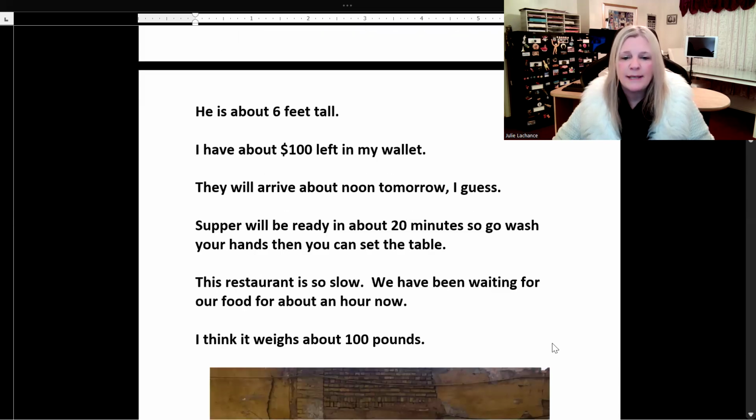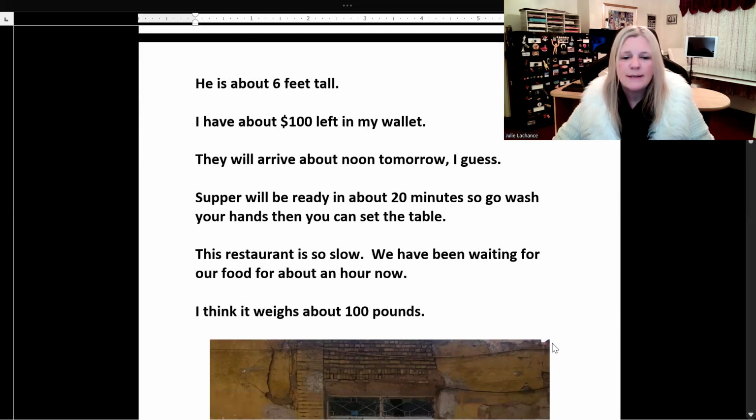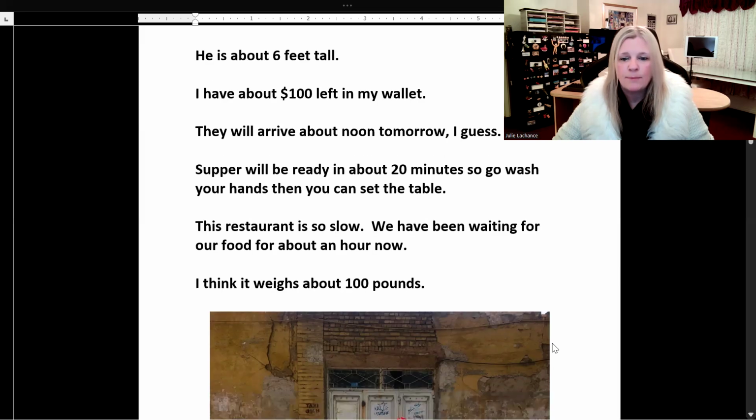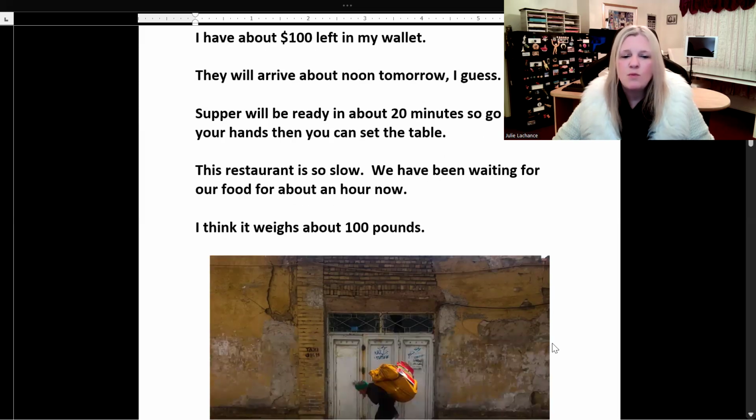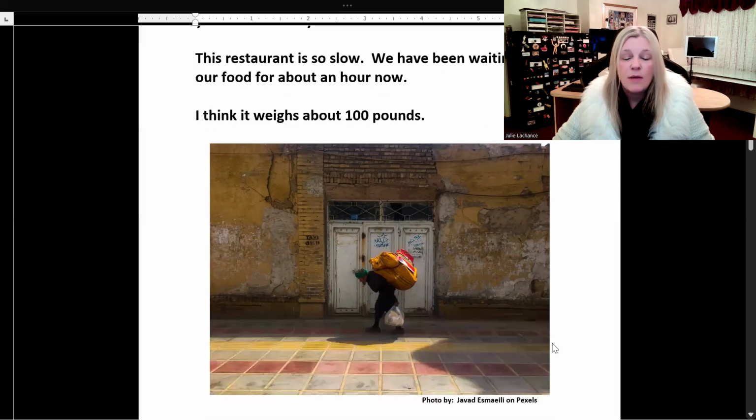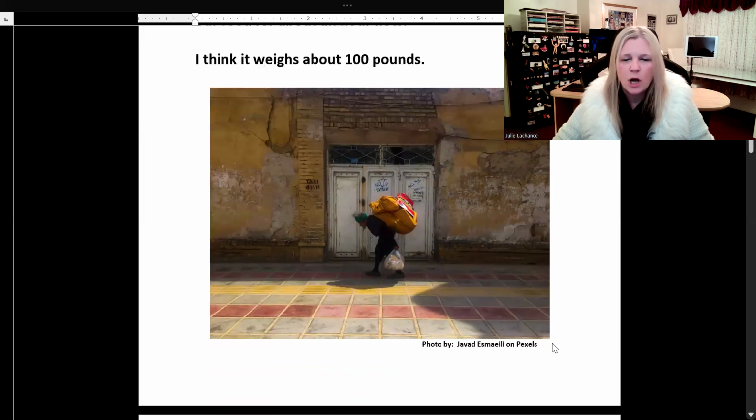Supper will be ready in about 20 minutes. So go wash your hands, then you can set the table. This restaurant is so slow. We have been waiting for our food for about an hour now. I think it weighs about 100 pounds. That looks pretty heavy, maybe even more than 100 pounds. Poor guy.